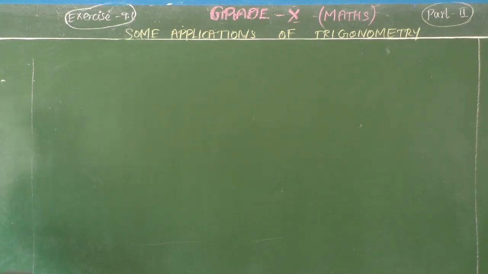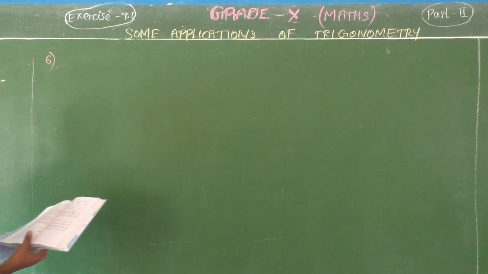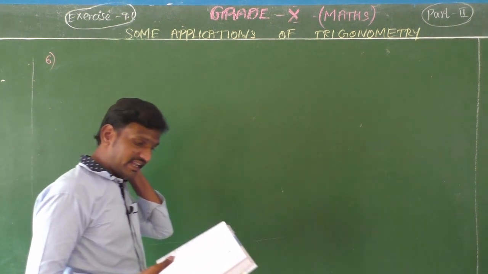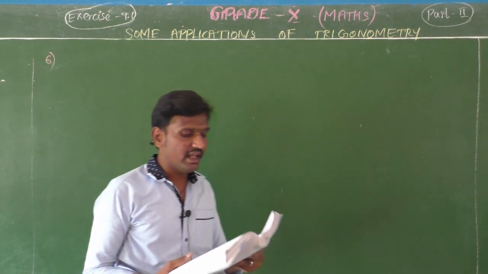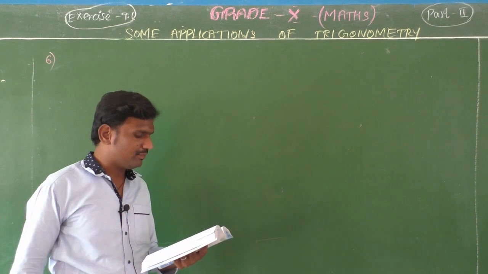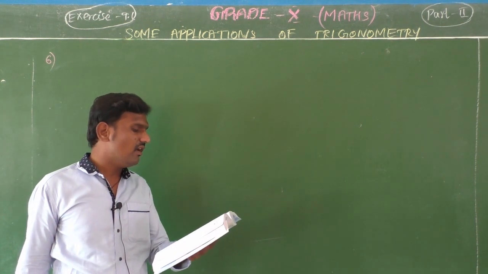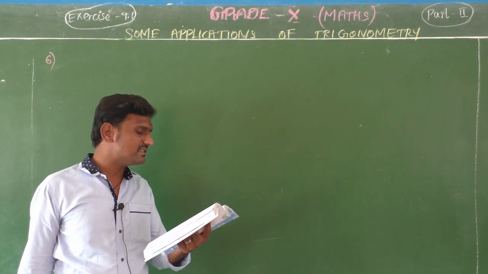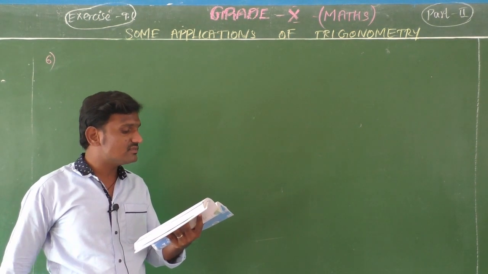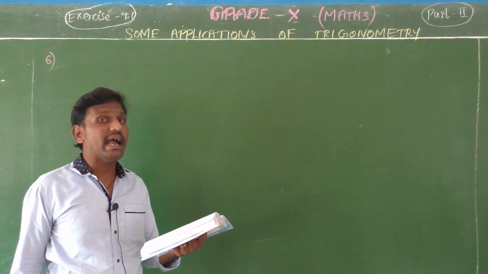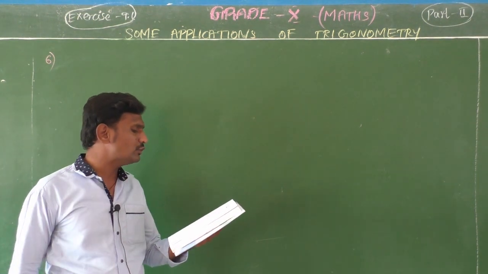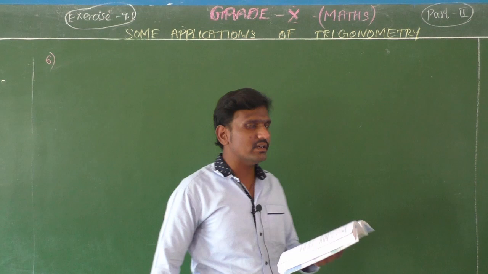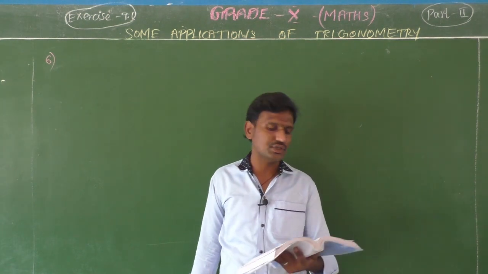6. Here a 1.5 meter tall boy is standing at some distance from a 30 meter tall building. The angle of elevation from his eyes to the top of the building increases from 30 degrees to 60 degrees as he walked towards the building. Find the distance he walked towards the building. So this is your given question.